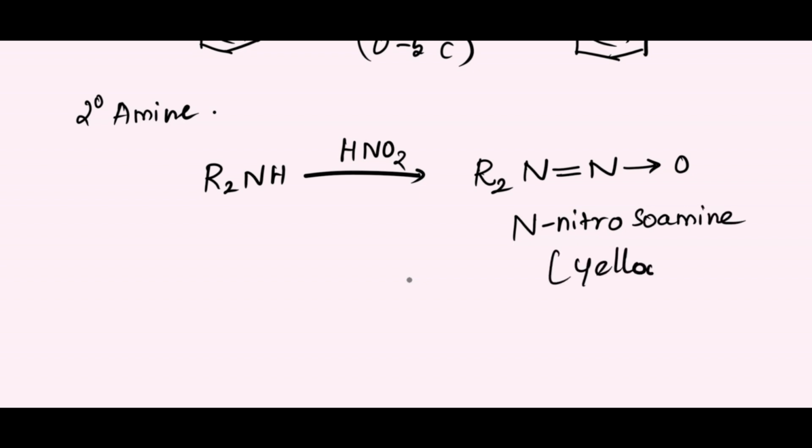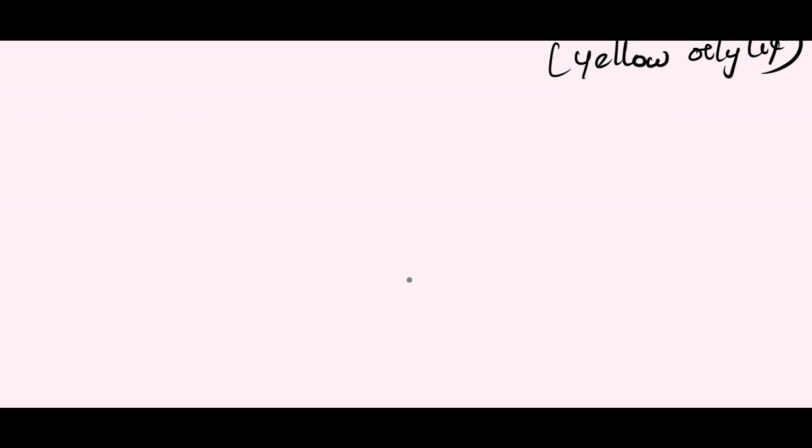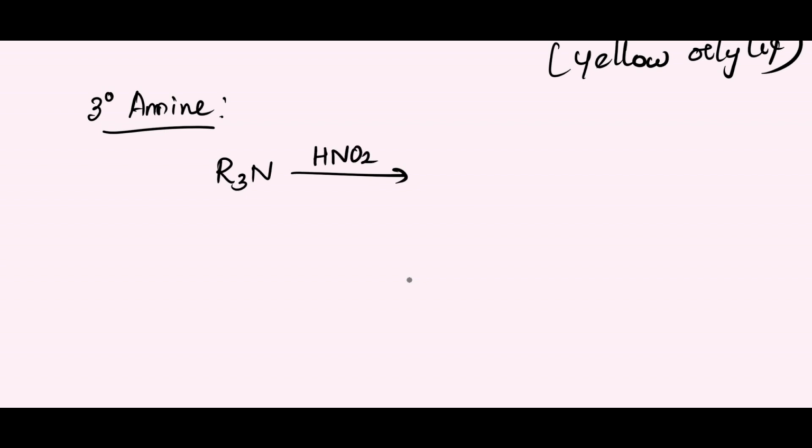Yellow oily liquid. Then with a tertiary amine, R3N, with nitrous acid, it produces R3NH with a positive charge and then NO2 minus.